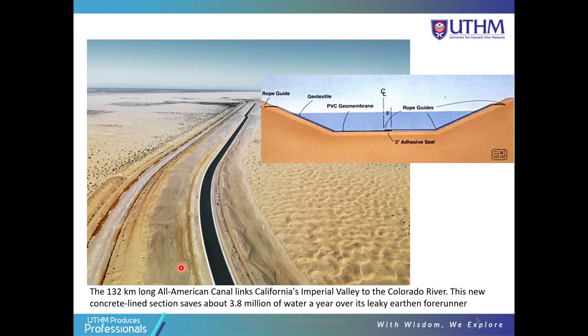Let us look at examples of the types of channel. The 132 kilometer long All American Canal links California's Imperial Valley to the Colorado River. This new concrete-lined section is man-made, and the concrete lining saves millions of gallons of water compared to earthen channels. This is a canal in the US. In the view of this canal, it is a trapezoidal type, and they have geotextiles and geomembrane here.